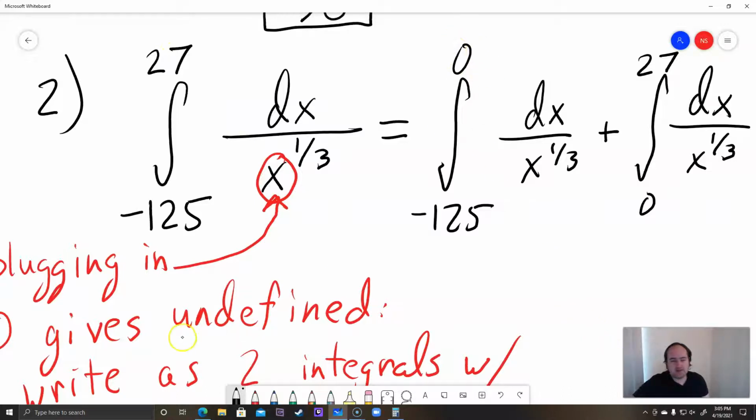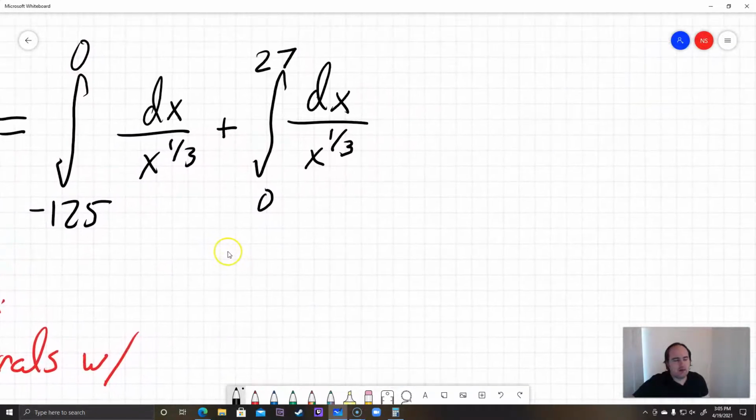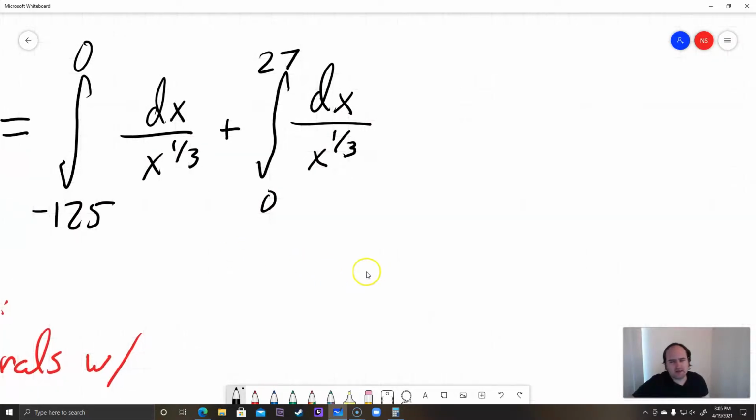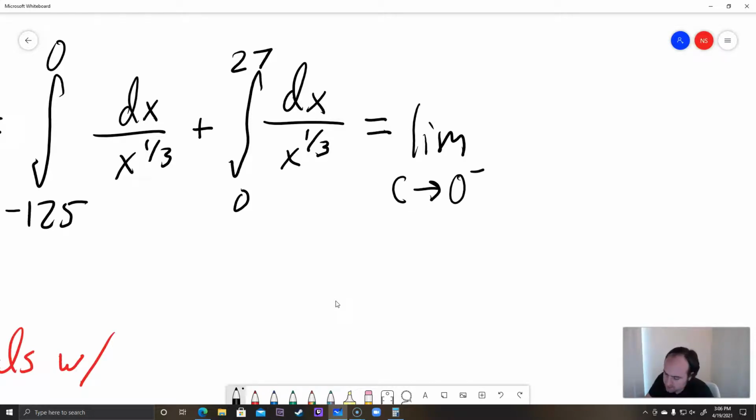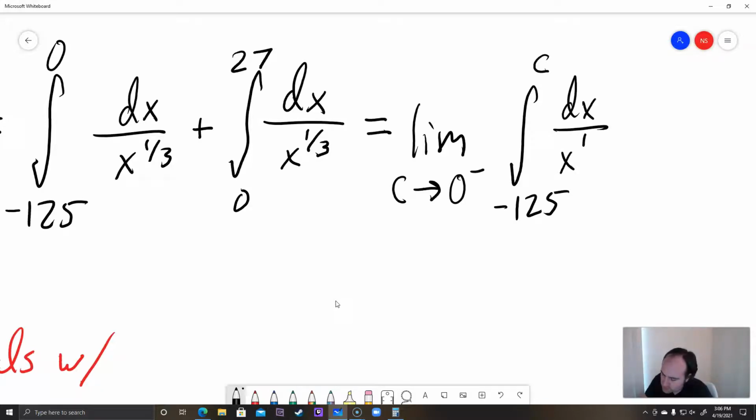And then, like I said, because 0 is undefined, you need to rewrite it as a limit. Okay? And it can be a pain to write it this way. That's why I say some people skip this altogether. But I'm trying to show you the correct way to do it. So the first one is going to be the limit as c approaches 0 from the left of the integral from negative 125 to c of dx over x to the 1/3.